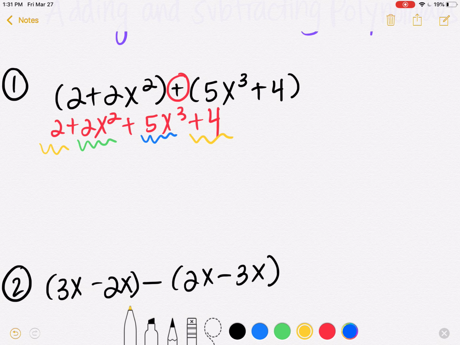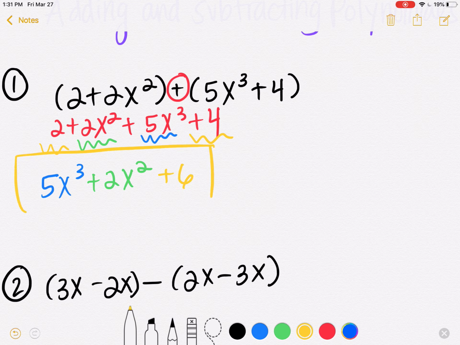But what I'm going to do is just start writing my answer. Your answer needs to be in standard form. So you need to put the highest variable first to the lowest. So what I'm going to do is rewrite my 5x cubed, since that's my highest variable. Then I'm going to write my 2x squared. Remember to bring the signs in front of you with it. And then I'm going to combine the 4 and the 2. That gives you 6. So this is your answer.